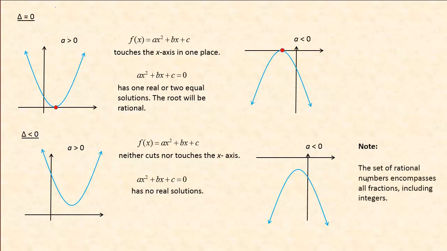Note, the set of rational numbers, we've referred to rational solutions a few times in the text here, encompasses all fractions, including integers. Irrational numbers are things like surds and pi, and so on, which cannot be expressed as fractions.